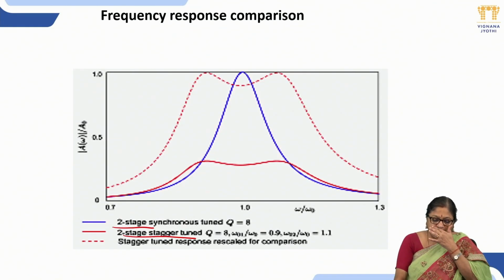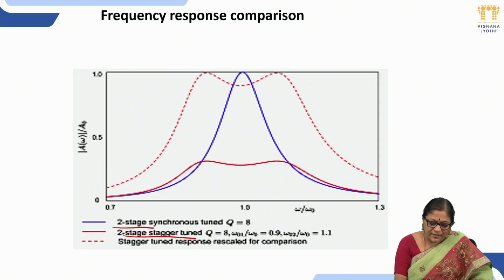So the same thing you can observe over here. Two stage stagger tuned amplifier, Q is 8. For some values it is taken. For two stage synchronous amplifiers it is the blue line. Bandwidth will be less. Stagger tuned bandwidth will be more.